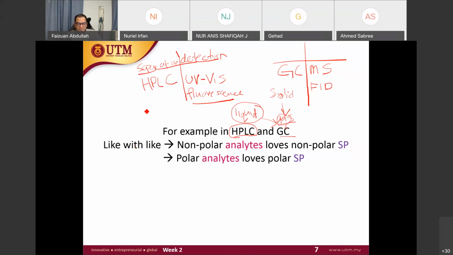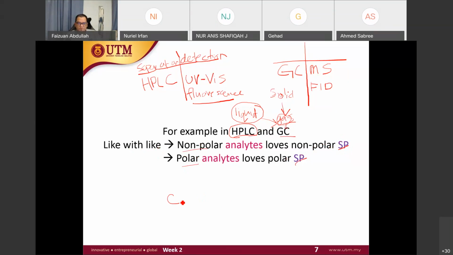The concept of the chromatography technique is like with like. Non-polar analyte loves non-polar SP. What is SP? Stationary phase. And polar analytes love polar SP. So what is non-polar and what is polar?